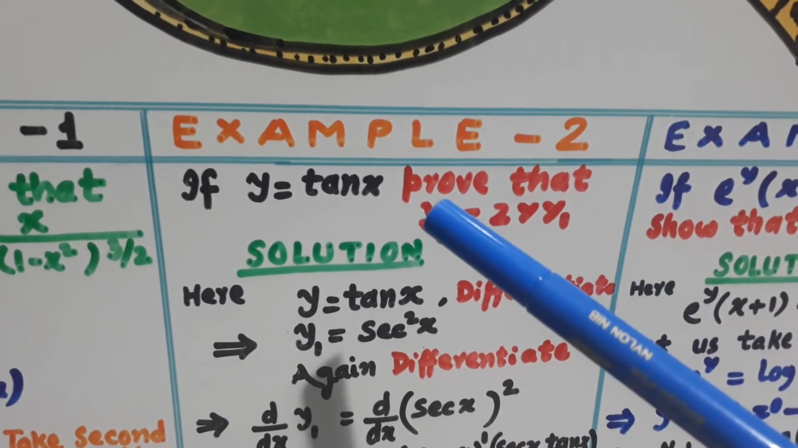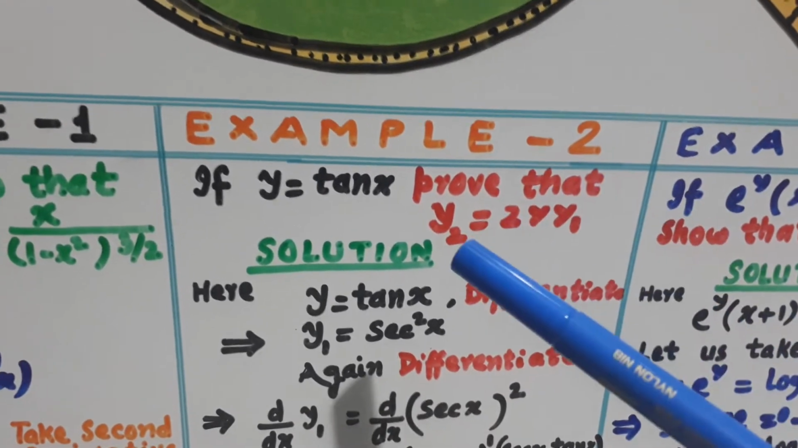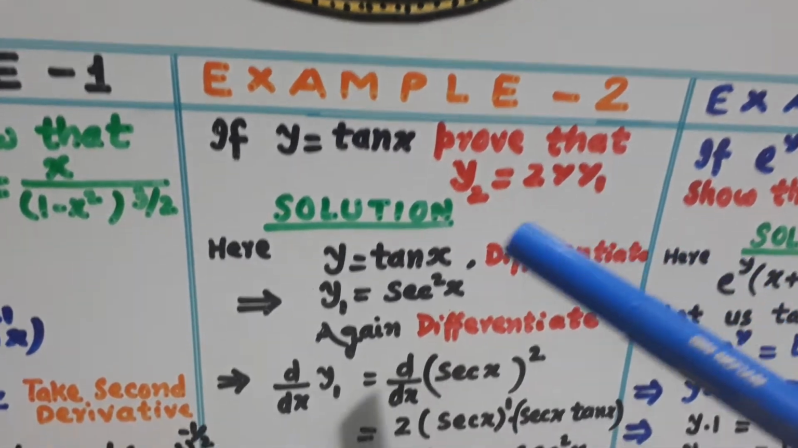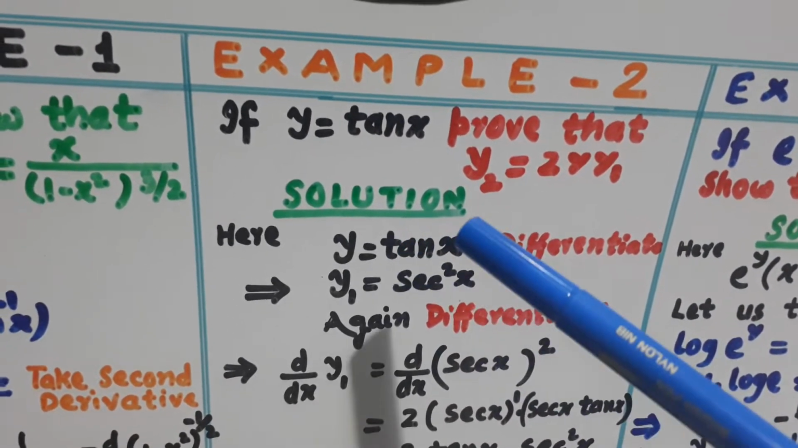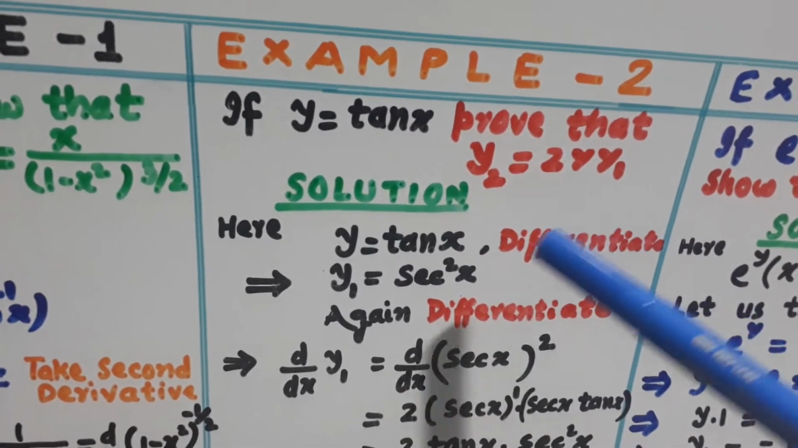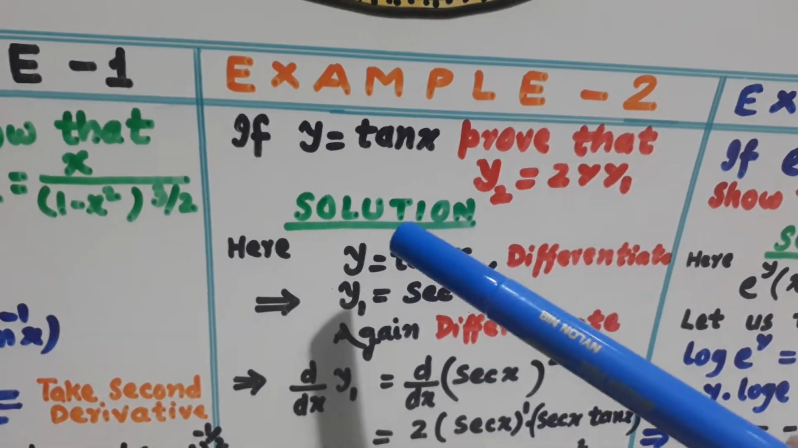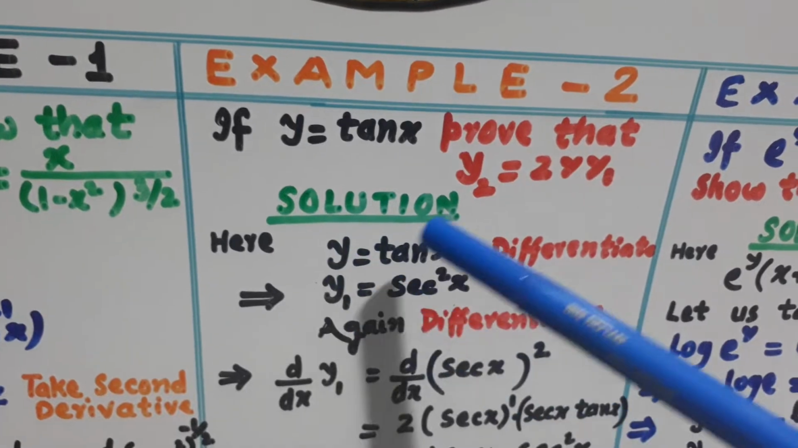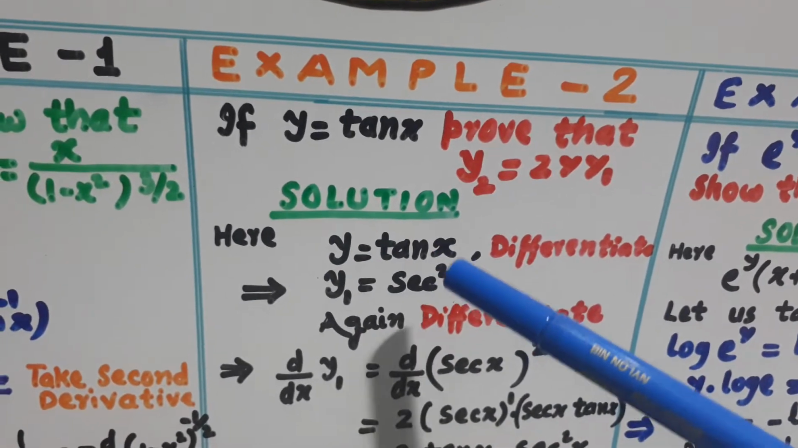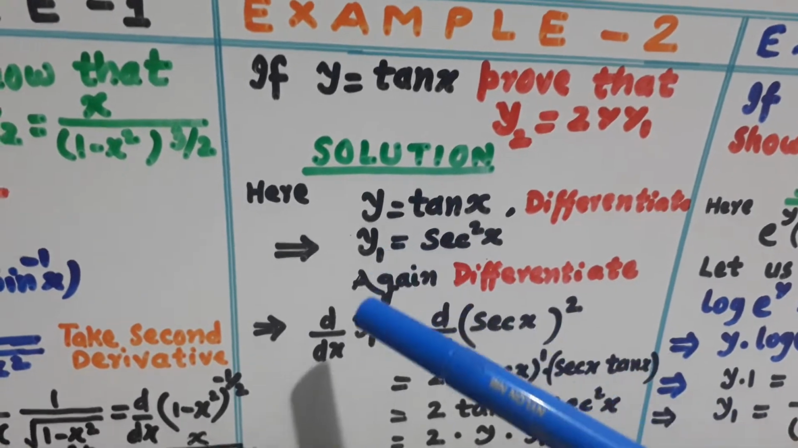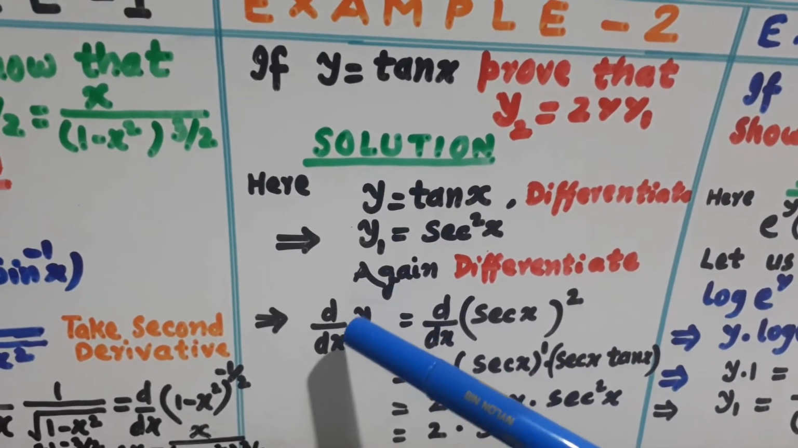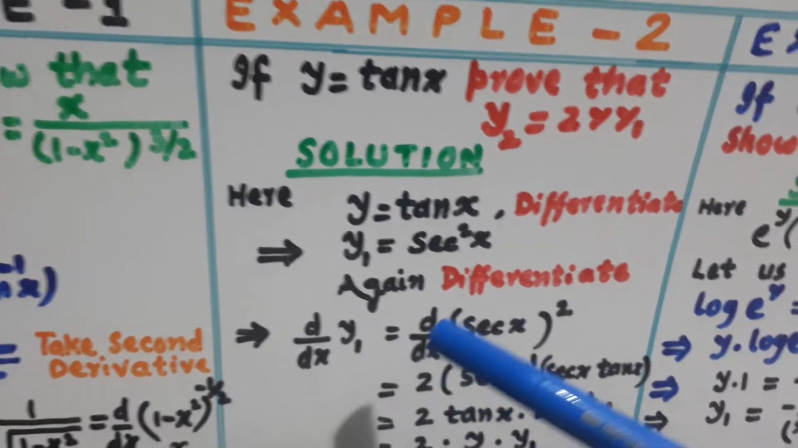y is equal to tan x. Prove that y2 is equal to 2y1. Now, solution is this way. y is equal to tan x. Let us differentiate both sides. y का derivative y1, tan x का derivative secant square. Let us again differentiate. y1 का derivative y2, it is d/dx of y1, it will be y2.